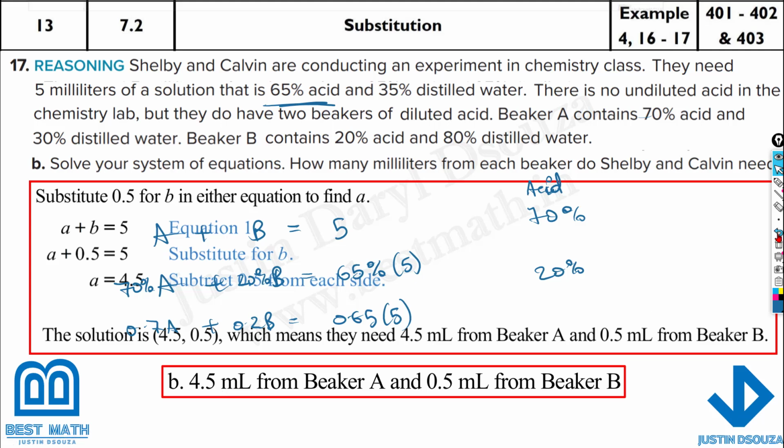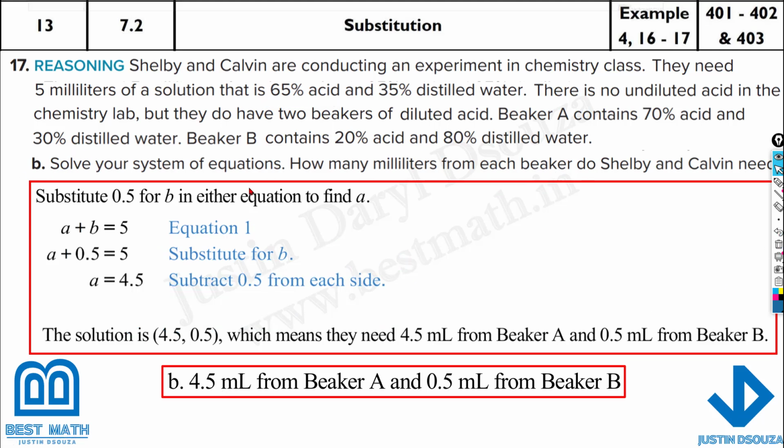Where is it? Over here. So part B is to find how many milliliters. We found out 4.5 in beaker A and 0.5 in beaker B.